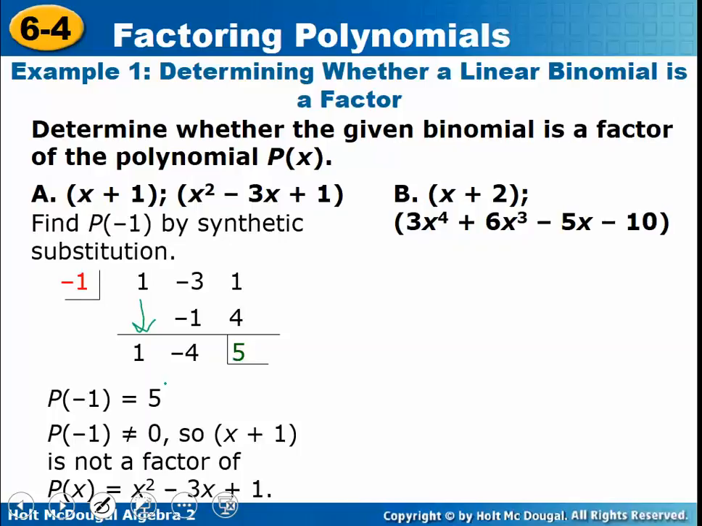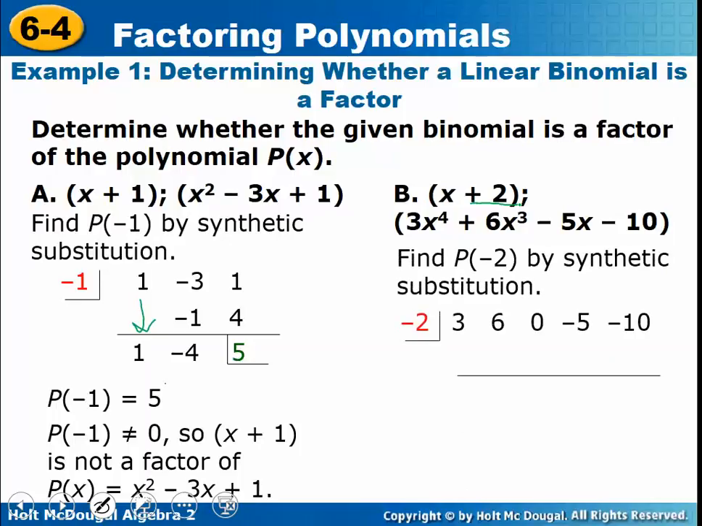Okay, let's try B. So again, we're going to use the opposite of the number, the constant in the binomial. So we start with negative 2 for our synthetic division setup. And then we need 3x squared plus 6. There's our next one. Now there is no x squared term, so we would use a 0 as a placeholder there. And then the minus 5, and then the minus 10. Then leave a space and draw a bar, and then the first step is to drop down the 3. And then we start multiplying. 3 times negative 2 is negative 6, and that answer goes here.